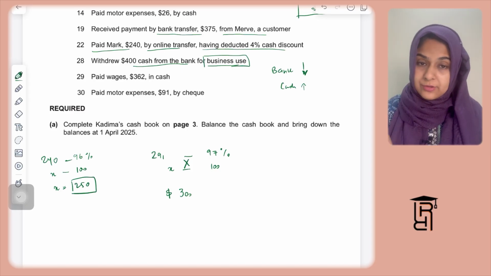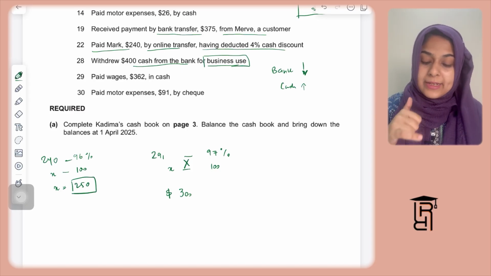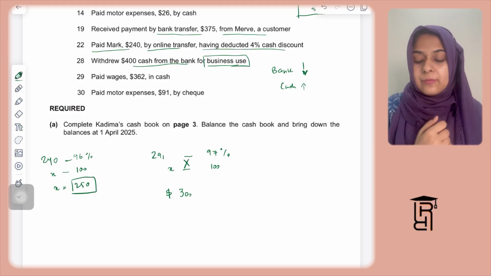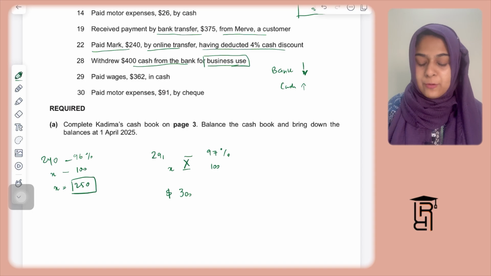There are two types of contra entries. One is this type, when you take out cash from the bank, and the other type is that when you have too much cash in the office, you put that into the bank. That is the other type of contra entry.